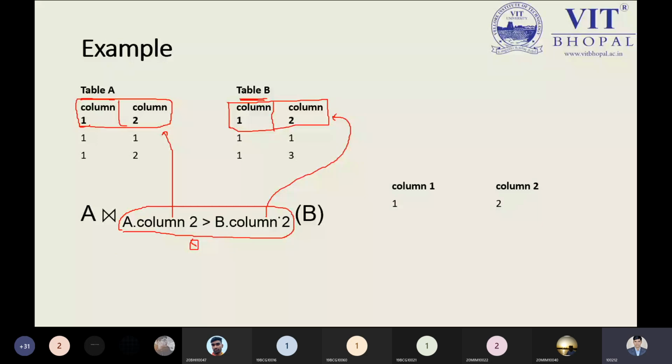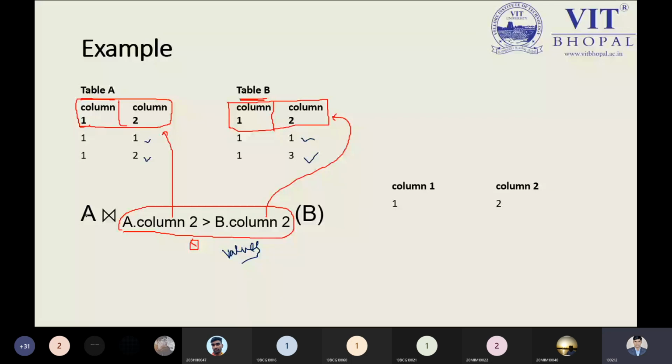In this, we are using the values. What is the value held by the attribute? We will compare the values held by our particular column only. Column 2 contains two values, 1 and 2, and the other table's column 2 also contains two values.